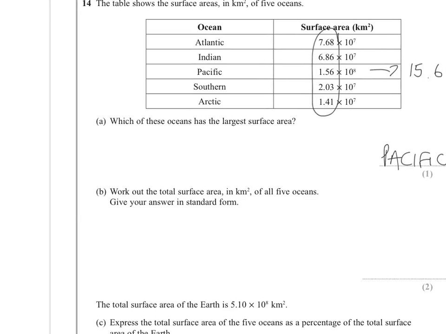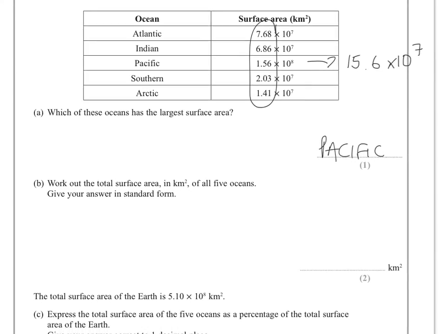To work out the total surface area in kilometers squared of all 5 oceans, giving your answer in standard form, I need to sum the columns. So 7.68 times 10 to the 7 plus 6.86 times 10 to the 7 plus 1.56 times 10 to the 8. You can do this on your calculator and it will give you the value 3.358 times 10 to the power of 8.